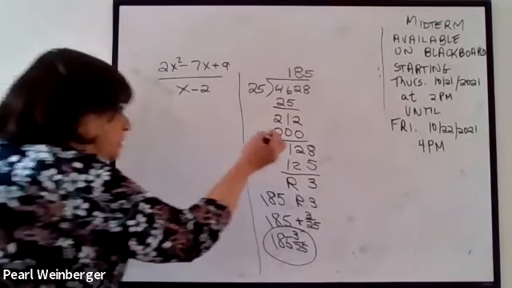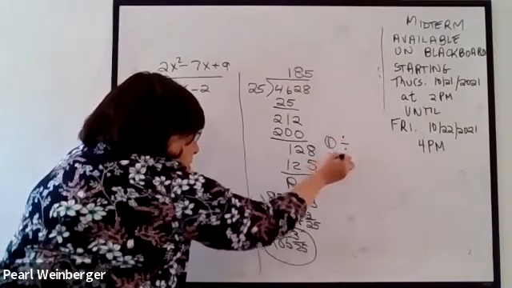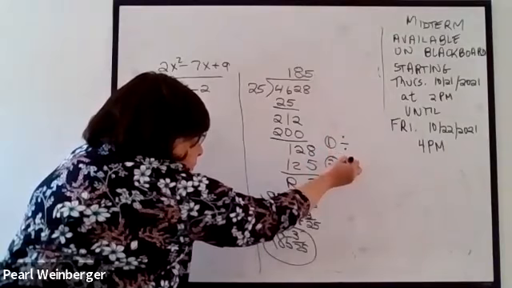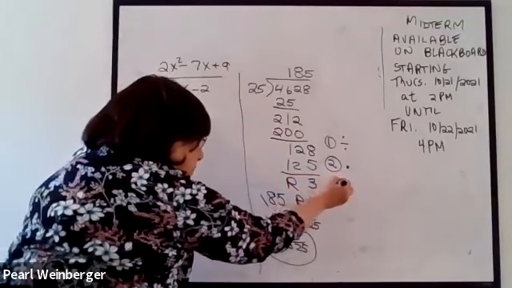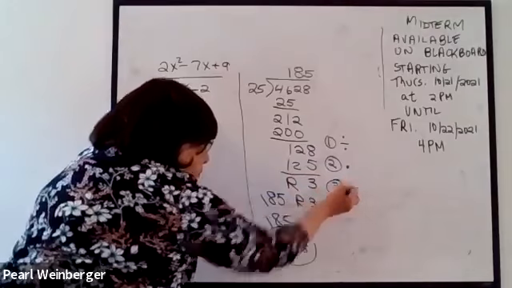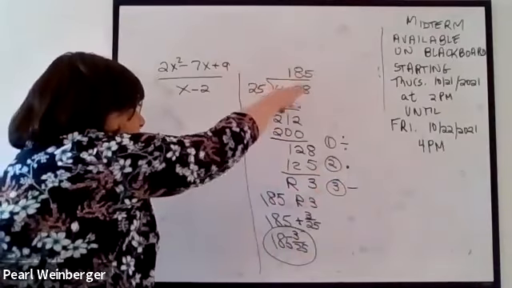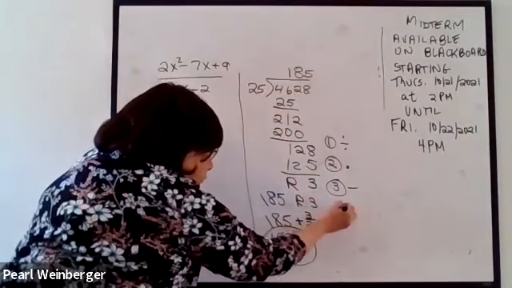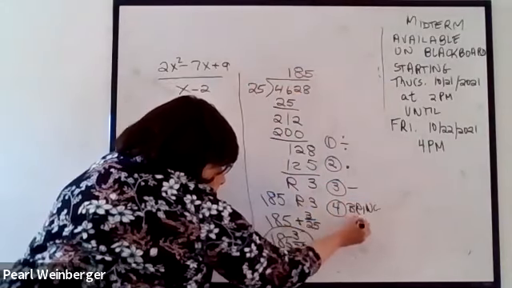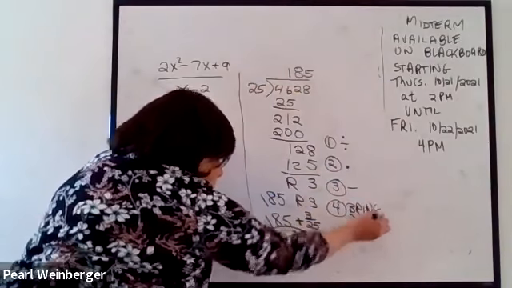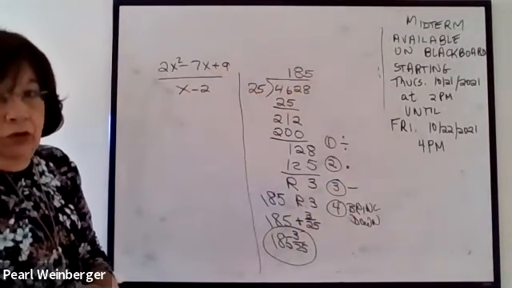Let me just write them down. Step 1 was to divide. I'm just using symbols. Step 2 was to multiply. We multiply what we put on top by the divisor. Step 3 is to subtract. You put it underneath the dividend and you subtract. And step 4 is to bring down the next term and start the process all over again. Okay, that is the steps of long division.